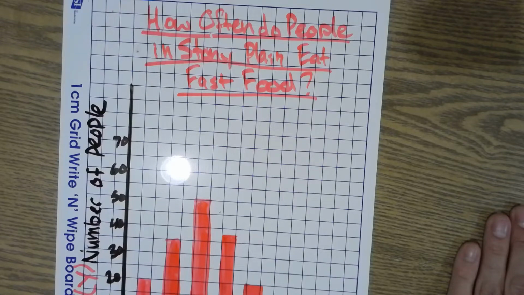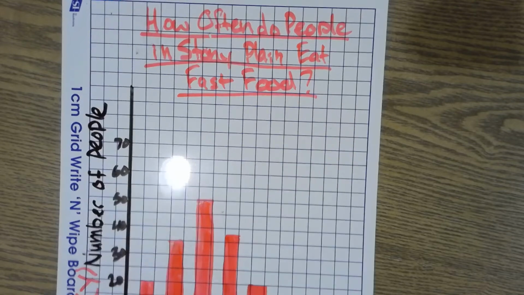All right, folks, just a quick review on some graphing stuff here as we start to look at analyzing data. So I'm just going to show you a real quick graph here and talk about some of the important elements and things to think about. First of all, you can see my graph has a title up at the top here. It says, how often do people in Stony Plain eat fast food? That's the main topic of my graph, so I have a title there that shows that.